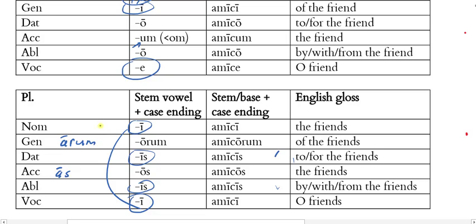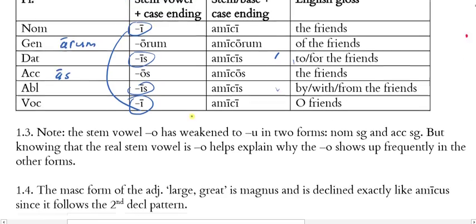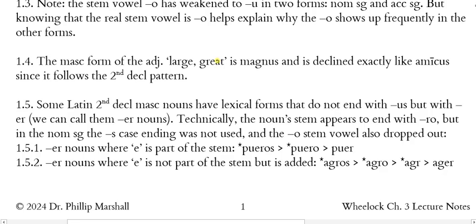All right. Let me just go down here real quickly. We'll make a few comments, and then we'll do a song to work on memorization.